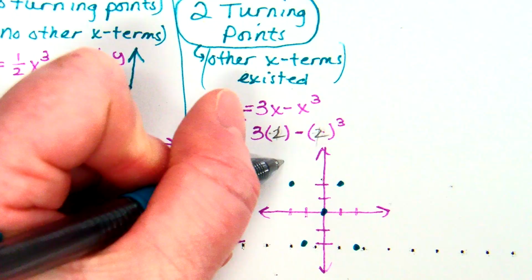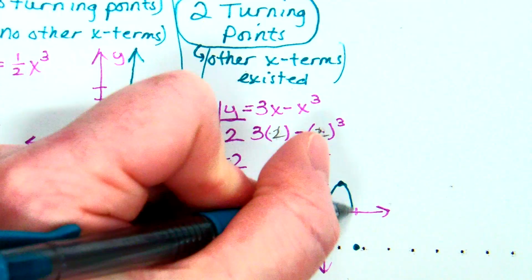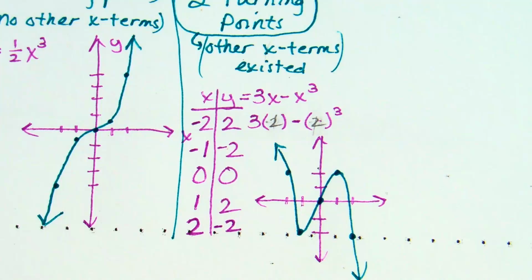Okay. Now, does my graph make sense with the answers we gave earlier? Do I have up and down behavior? Yes. It starts up here. It ends down here. Did I end up with 2 turning points? Yes. Yes. Okay?